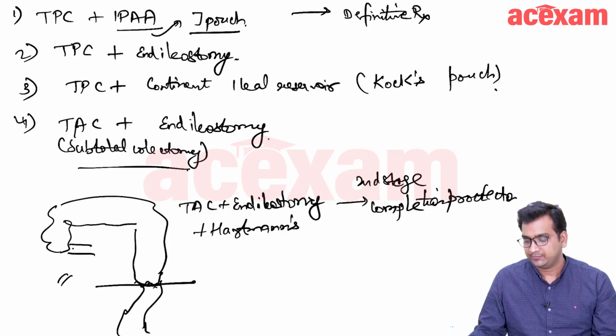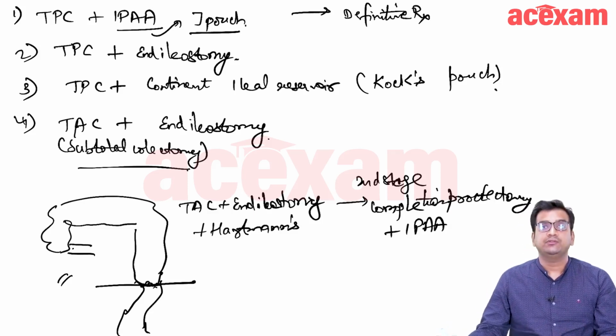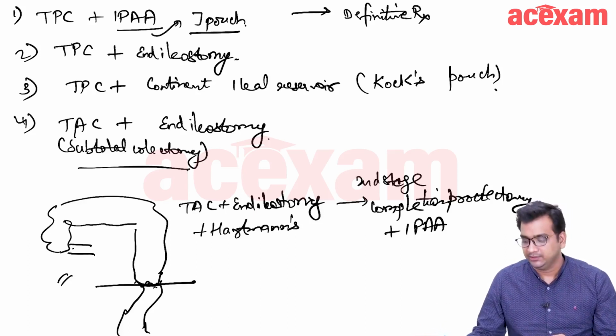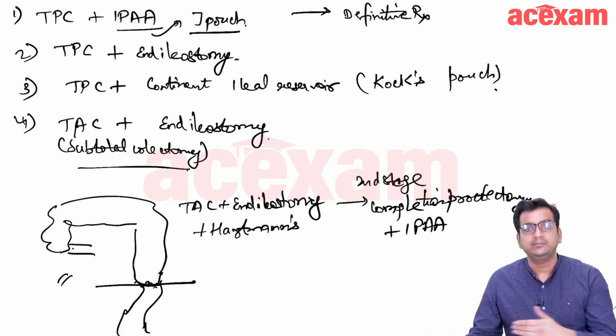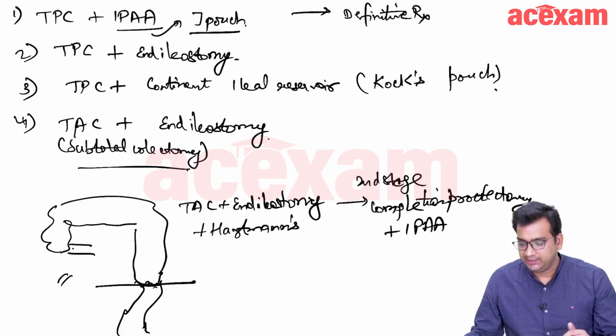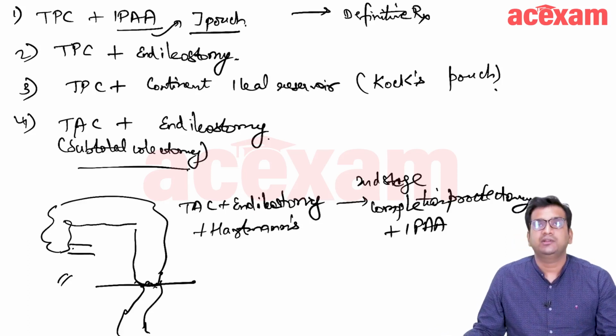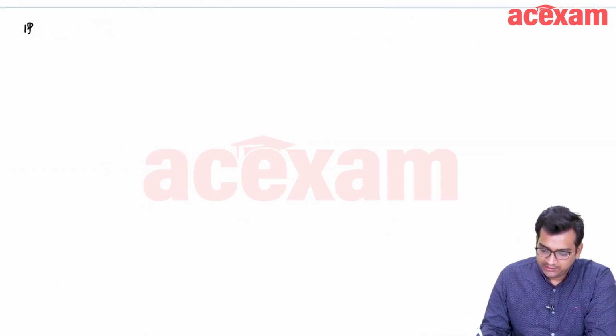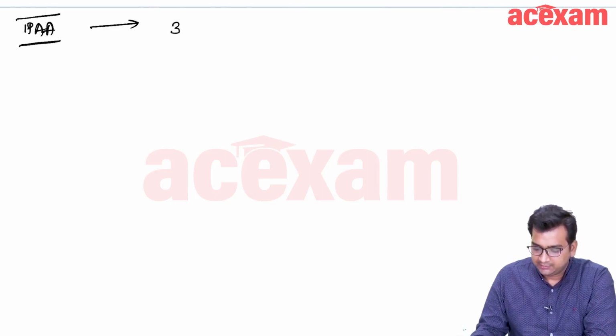With ileal pouch anal anastomosis, we can do it with a diverting ileostomy or without a diverting ileostomy, and then in the next stage we have to close that ileostomy. Okay, so that is mainly done in emergency cases, and in routine cases the preferred treatment is total proctocolectomy with ileal pouch anal anastomosis. So now this ileal pouch anal anastomosis, there are three types of pouch.